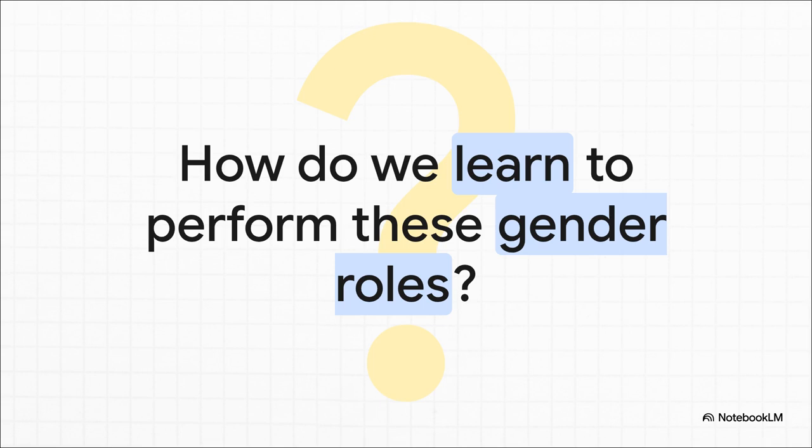Think about your own upbringing for a second. How did you learn what was expected of you based on whether you were labeled a boy or a girl? What toys were handed to you? What colors did you wear? Who gave you those cues? It's not magic. It happens through a highly structured, pervasive process.